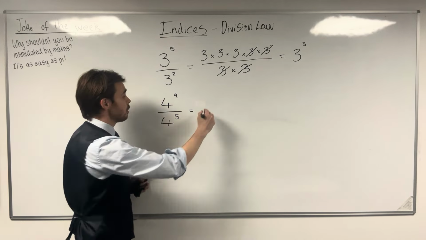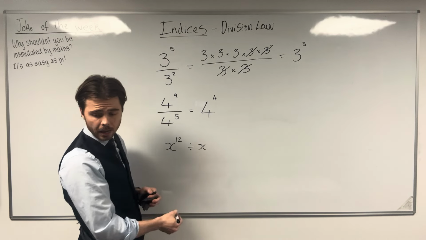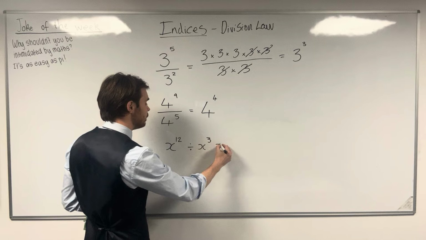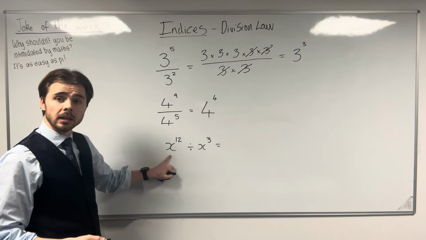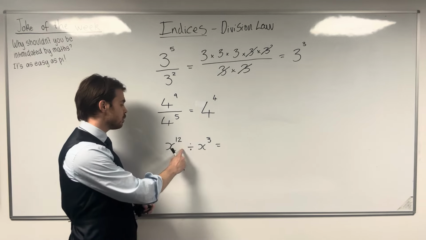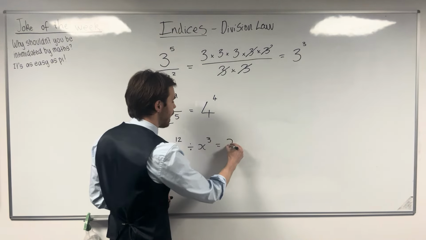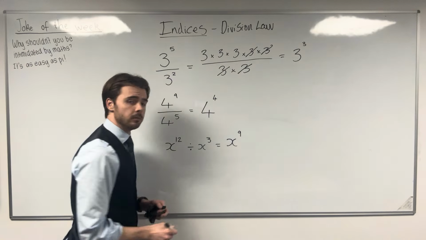Next one, let's write it as a classical division. I've got x to the power of 12 divided by x to the power of 3. Okay, here, even though it's not written as a fraction, it is still a division. So we are going to do this value, take away this value. And we would get x to the power of 9.